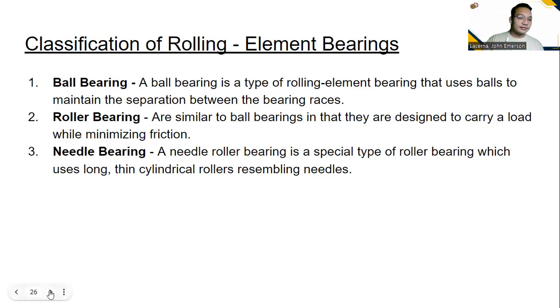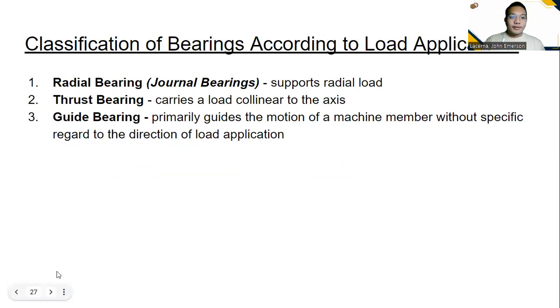Next. Another, we have a classification of bearings according to load application. So, we have the radial bearings or yung typical nating bearing or journal bearings, kung tawagin. We have the thrust bearing and the guide bearings. Okay, by definition, supports radial load. Sa thrust naman, carries a load collinear to the axis. And guide bearing primarily guides the motion of a machine member without specific regards to the direction of load application.